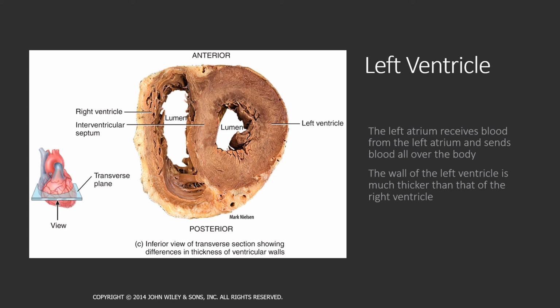Now, most of the blood is going to pass into the arch of the aorta and into the descending aorta, and carry blood throughout the entire body. So the left ventricle has to be really thick because it has to have enough pumping power to pump blood to the entire rest of the body.